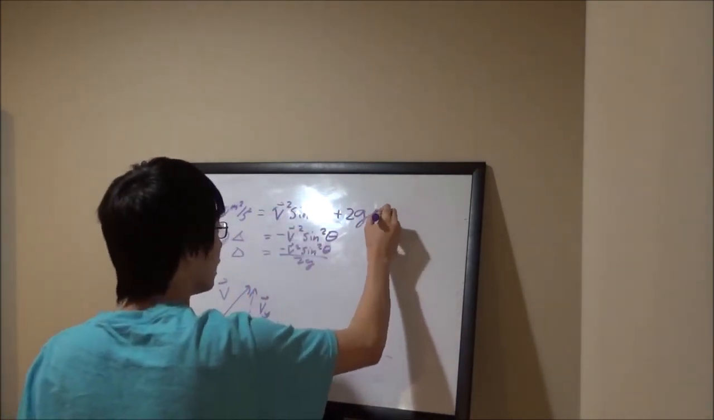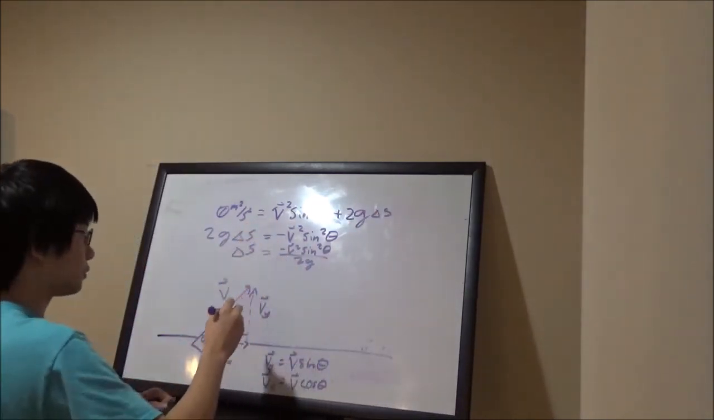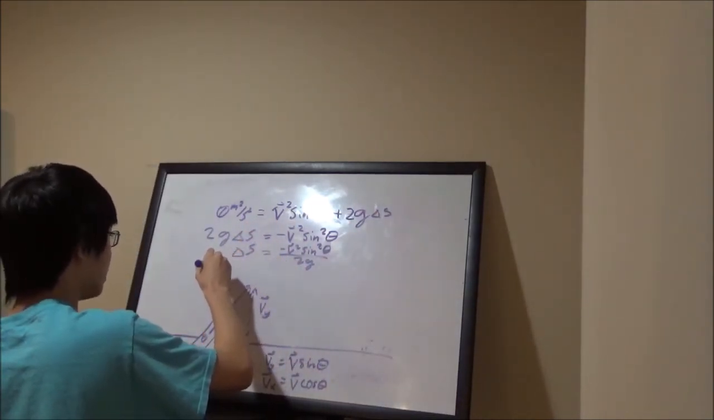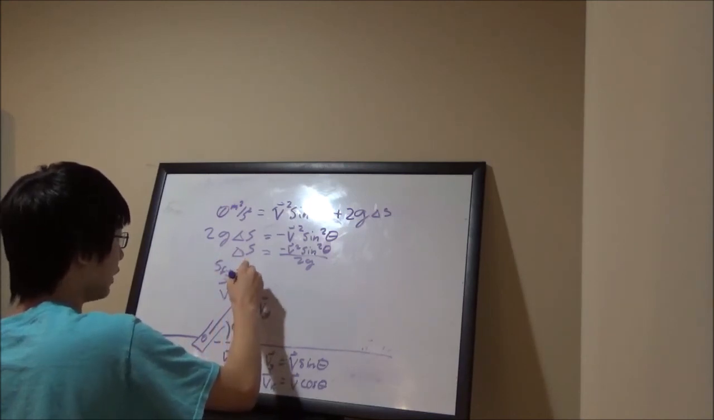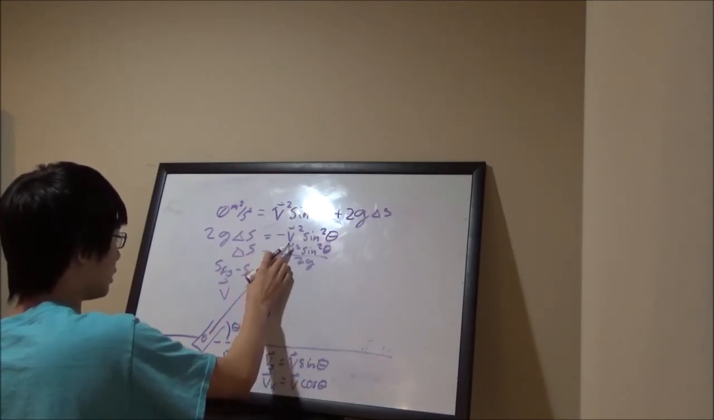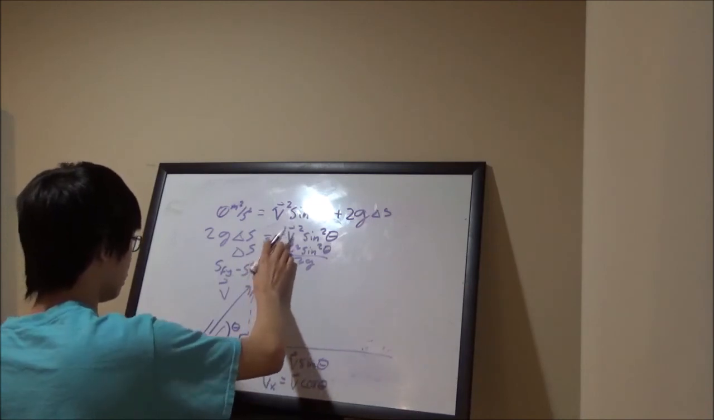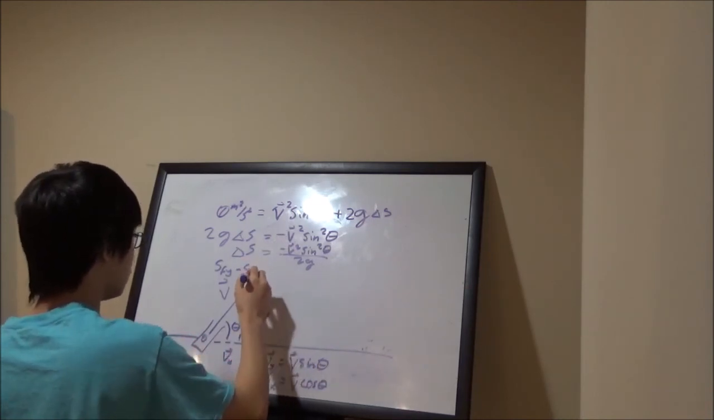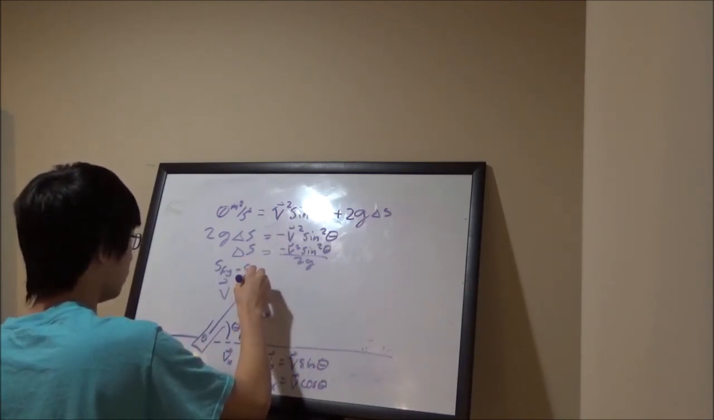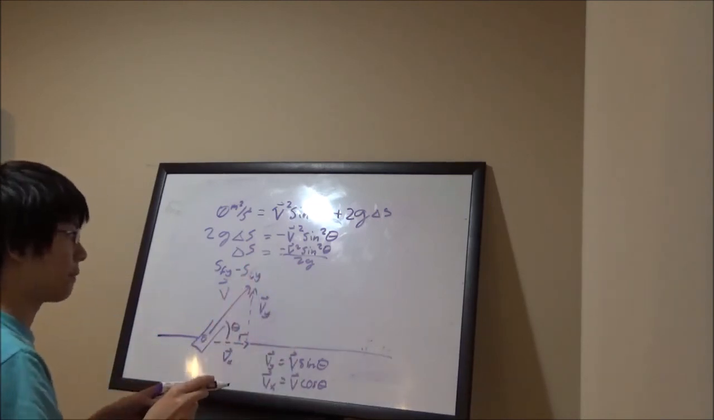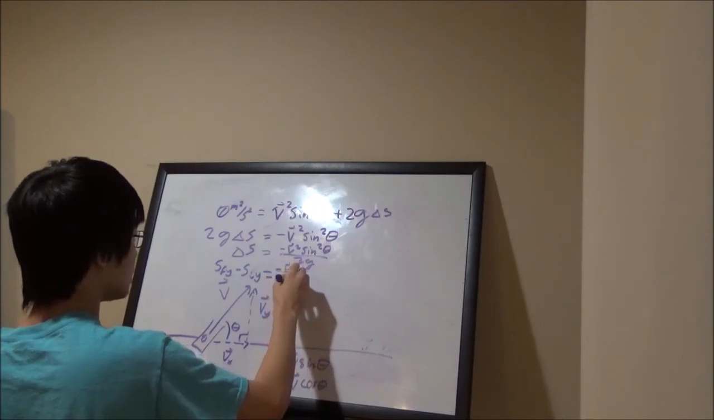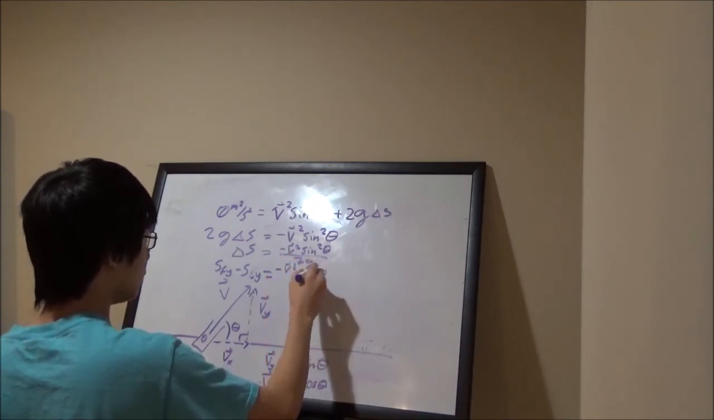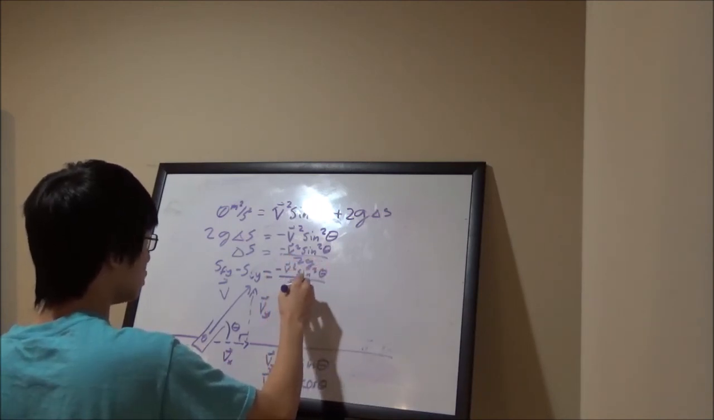Hard habit to lose. Okay, so our delta s in the y direction is equal to our s final in the y direction minus our s initial in the y direction. Right? Is equal to negative v squared sine squared theta over 2g.